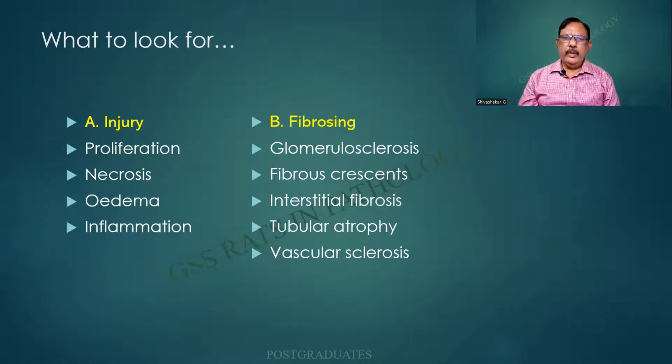Basically, whenever you try to interpret a biopsy, you will have to find out whether it is a congenital lesion, a neoplastic lesion, a reaction to injury, or a healing or a fibrosing process. And under each of these, you will be having a series of conditions which you will have to identify.